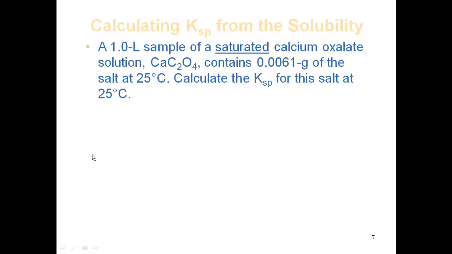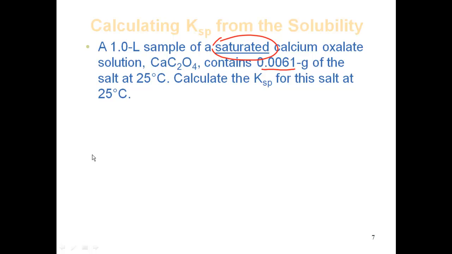I have a 1 liter sample of a saturated calcium oxalate solution. It contains 0.0061 grams of the salt at 25 degrees C. Calculate the Ksp for this salt. An important word in this whole word problem is saturated. It is a saturated solution, which is telling me I have 0.0061 grams of the salt per liter at the saturation point. That's telling me the solubility of this compound. If I wasn't at the saturation point, I couldn't calculate the Ksp. I have to be at the saturation point.